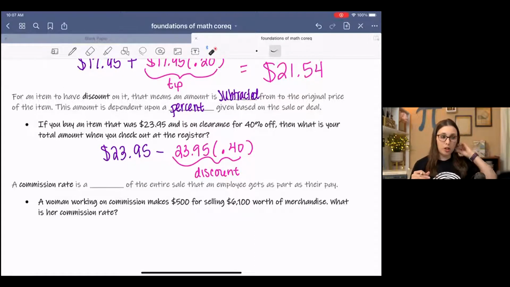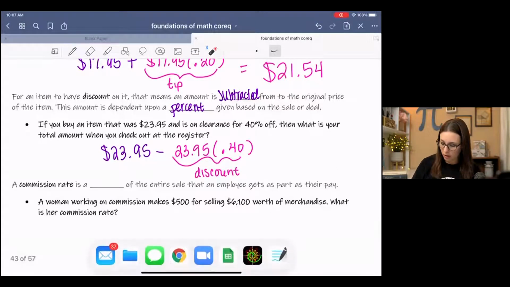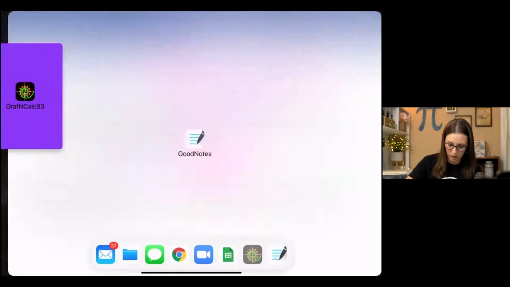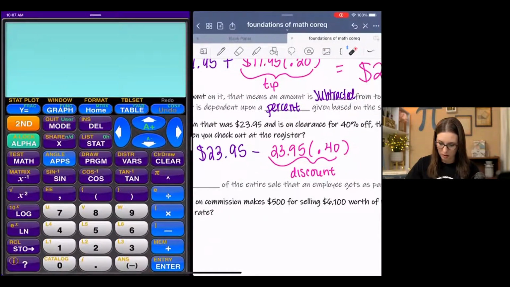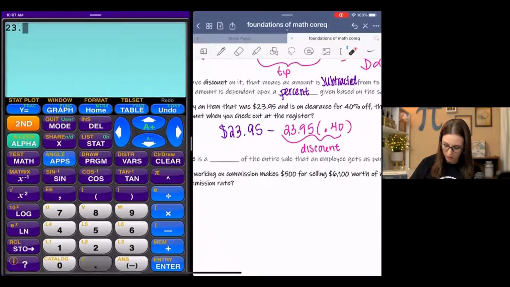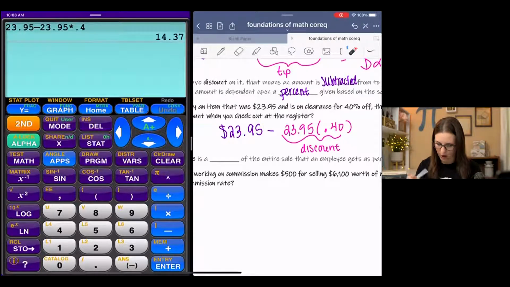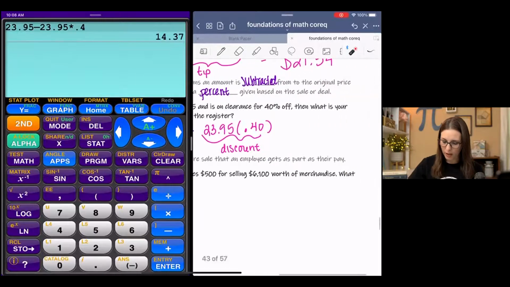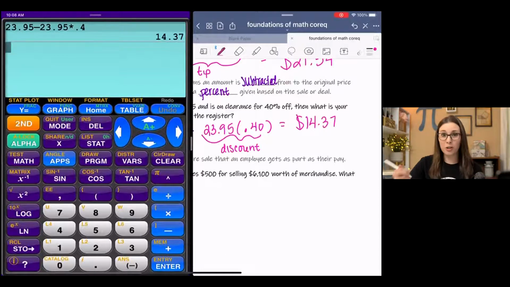And we could just type that in the calculator. I don't want to do it by hand, so that's not the point of the lesson necessarily. So $23.95 minus $23.95 times 40%. There are some calculators where you can just type in 40%, not this one though. So I have to do decimal form. And we get our total price of $14.37. I want to show you a really cool trick that's a little bit faster.